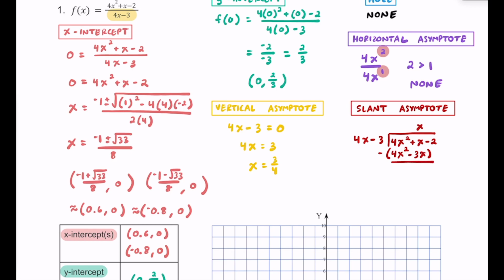4x squared minus 4x squared is going to be 0. And then this x, take away a negative 3x. It becomes just x plus 3x. That's going to be 4x. And then bring down that minus 2 at the end there.